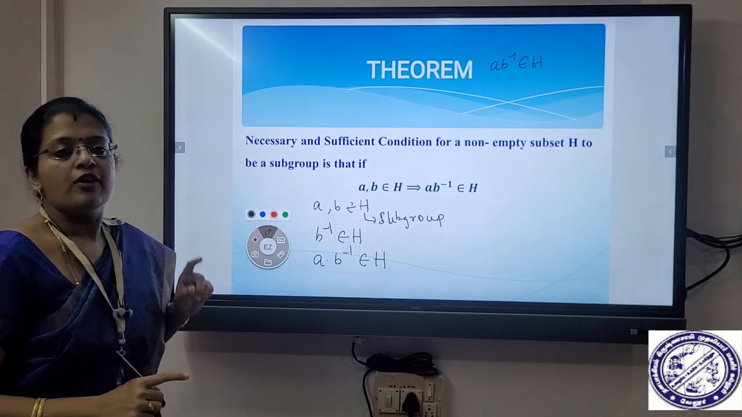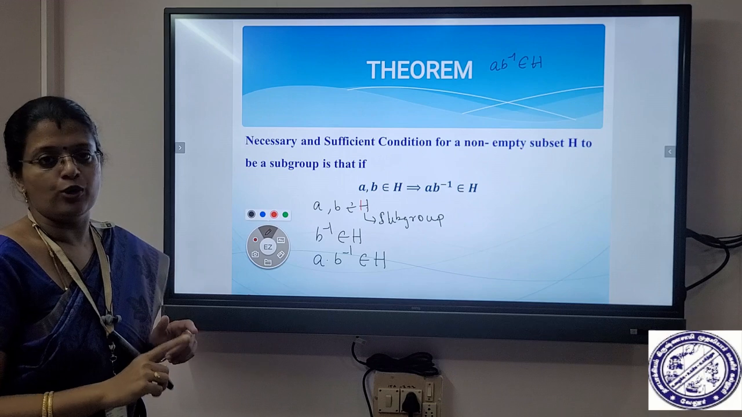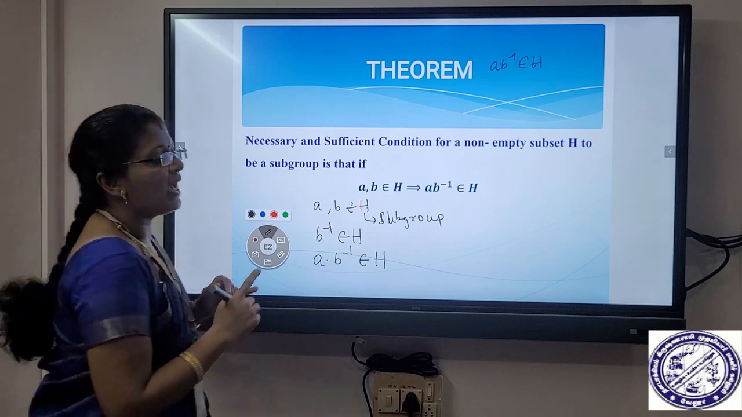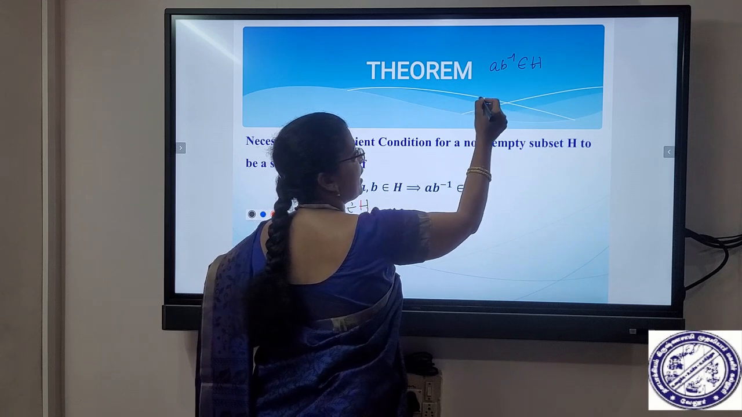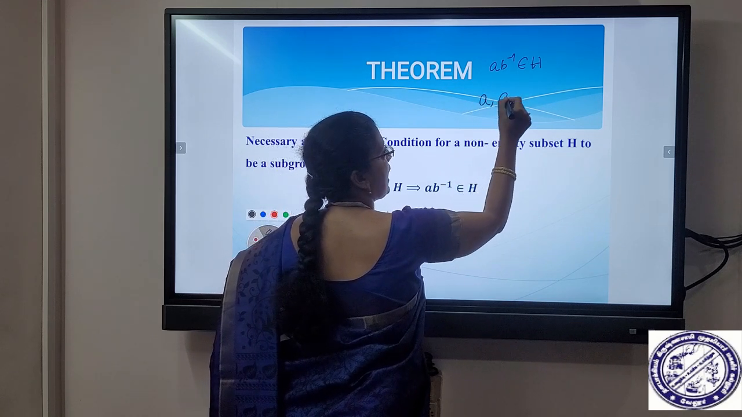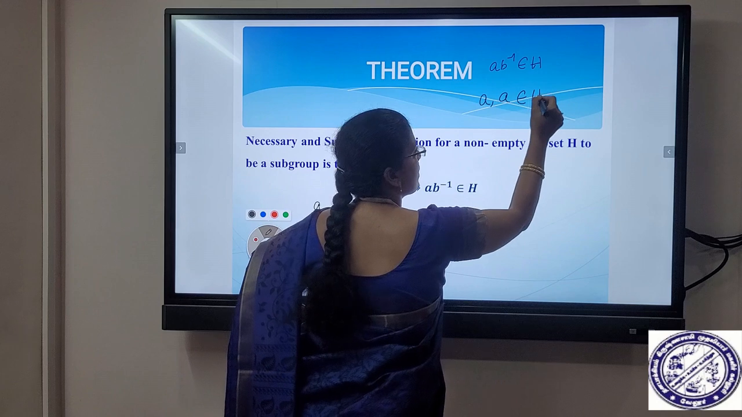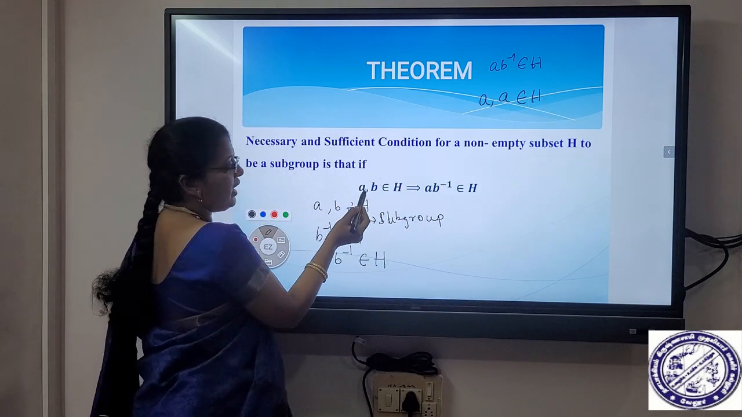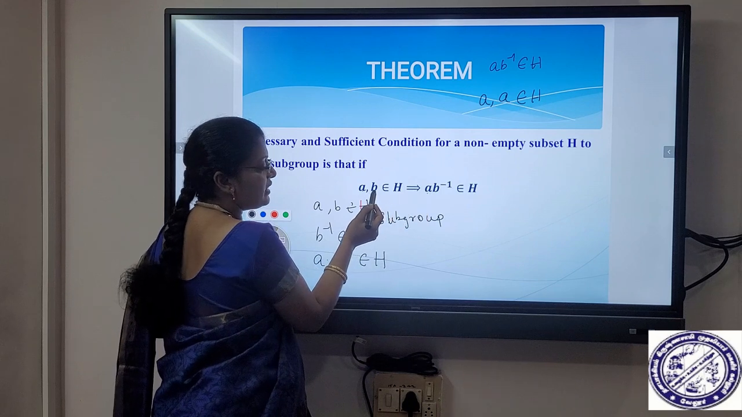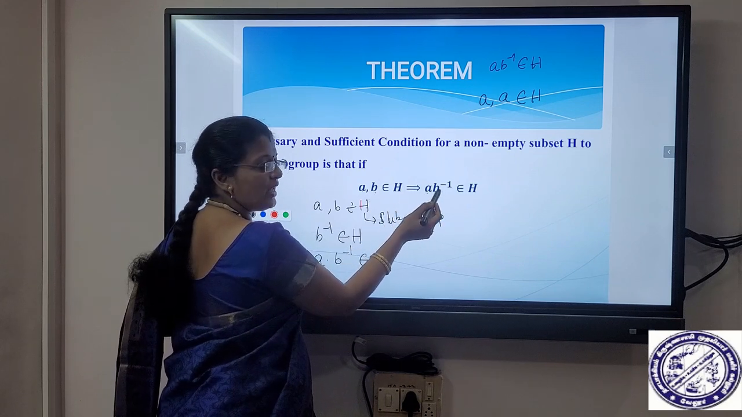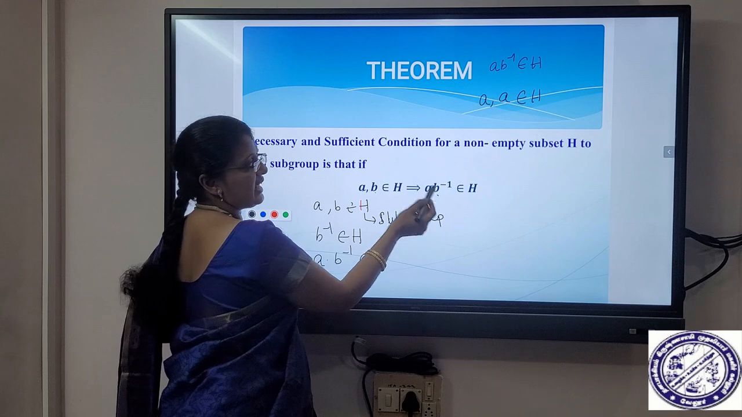Using this condition, we are going to prove it is a group. So first we have to prove closure. Here, let me assume I take a, a belongs to H. What is the condition actually? If I take a, b belongs to H, it means the first element remains the same, and we take the product with the inverse of the second element.